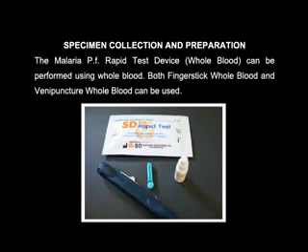The malaria PF rapid test is a rapid chromatographic immunoassay for the qualitative detection of circulating Plasmodium falciparum in whole blood. The malaria Plasmodium falciparum rapid test device can be performed using whole blood. Both fingerstick whole blood and venipuncture whole blood can be used.